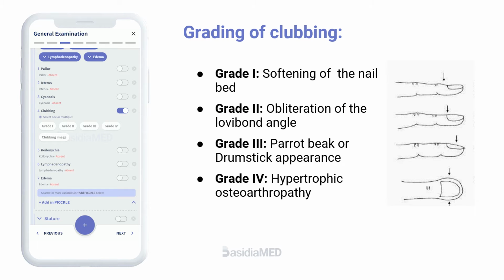There are 4 grades of clubbing. Grade 1 clubbing is characterized by softening of the nail bed and positive fluctuation test. In Grade 2 clubbing, there is obliteration of the angle between nail and nail bed. Grade 3 is characterized by an increased curvature of the nails. This is called the parrot beak or drumstick appearance. In Grade 4 clubbing, hypertrophic osteoarthropathy is noted.